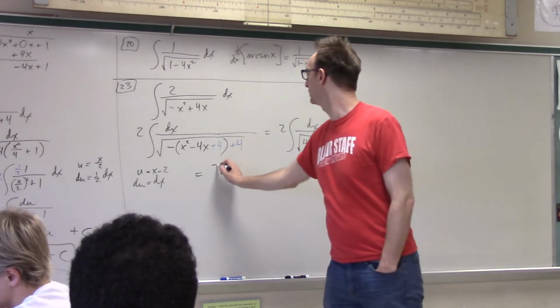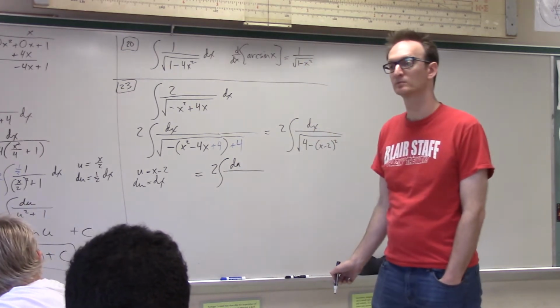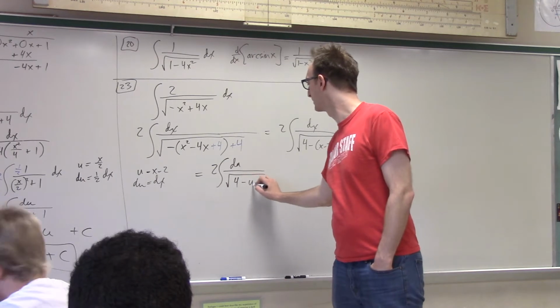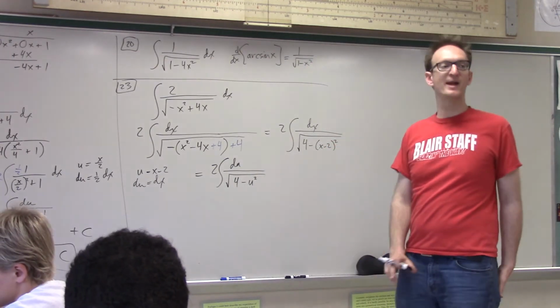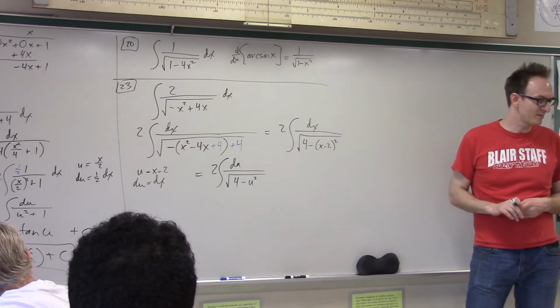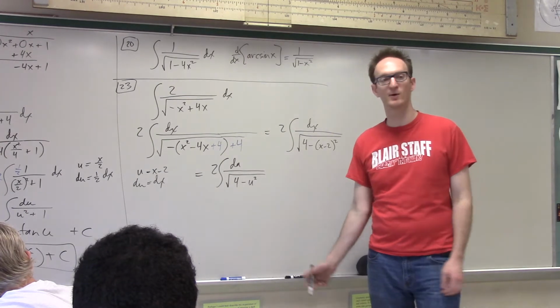It's 2 dx is just du over root 4 minus u squared. Alright, and now that's very arcsine looking. Do you guys get it? Yeah. Okay, cool. What's the only problem? That 4 needs to be a 1. So how can we make it a 1?